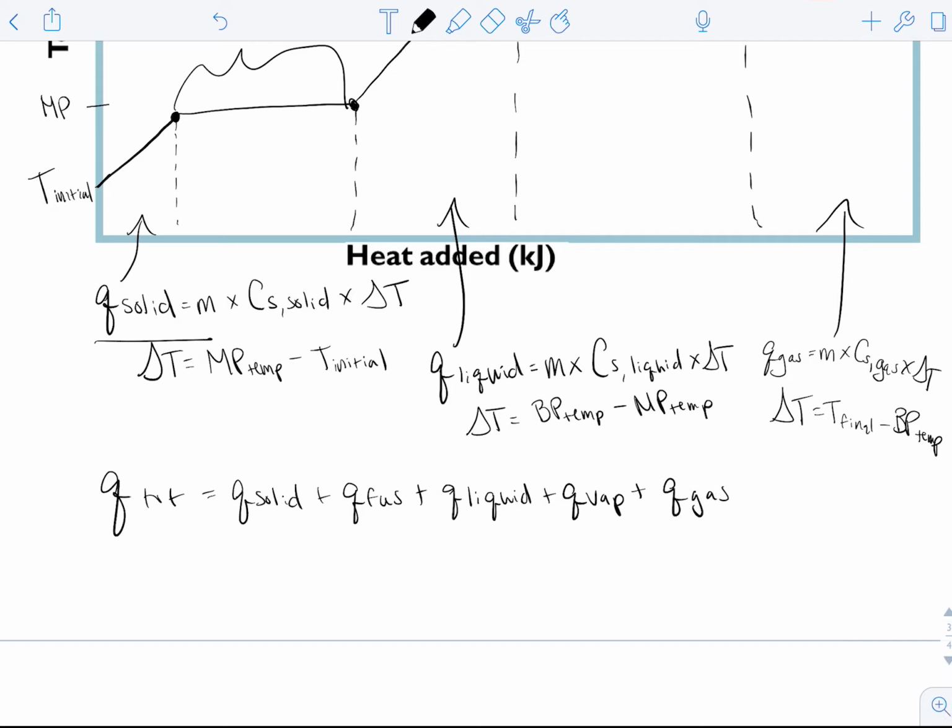Again, if you are starting at a liquid, your initial temperature will be the temperature of that liquid and you'd go from there. You may not start at a solid, so keep that in mind. Okay, that's everything for this video. We will start up again on another part.